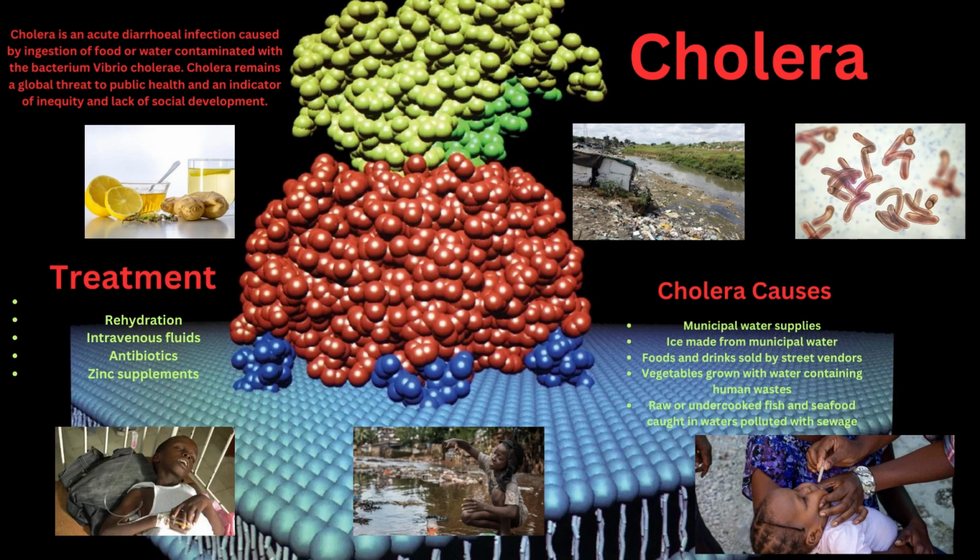Cholera causes: municipal water supplies, ice made from municipal water, foods and drinks sold by street vendors, vegetables grown with the water containing human waste, raw or undercooked fish and seafood caught in water polluted with sewage. Treatment: rehydration, intravenous fluids, antibiotics, zinc supplements.